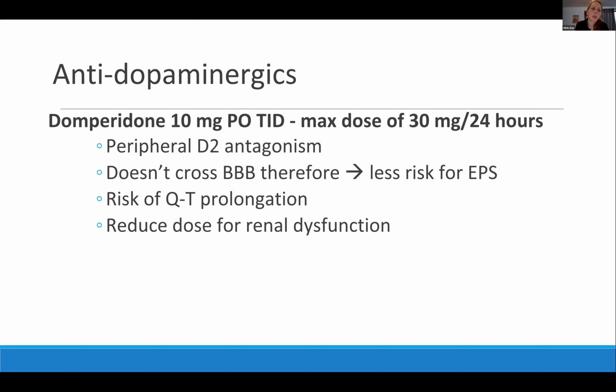The next medication I want to talk about is domperidone, and we often recommend a starting dose of 10 milligrams PO, TID, or 3 times a day, up to a maximum dose of 30 milligrams in 24 hours. This one is through the peripheral D2 antagonism receptor, and it doesn't cross the blood-brain barrier. So therefore, patients are at less risk for the extrapyramidal side effects. Patients may have a risk for QT prolongation, and we do recommend a reduced dose for renal dysfunction patients.